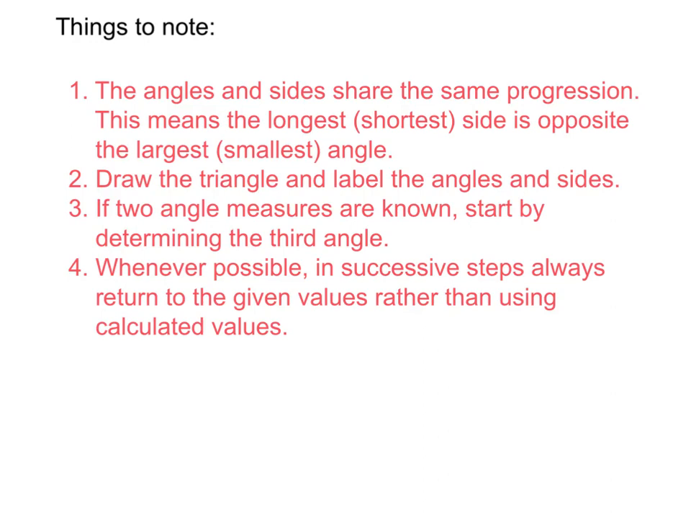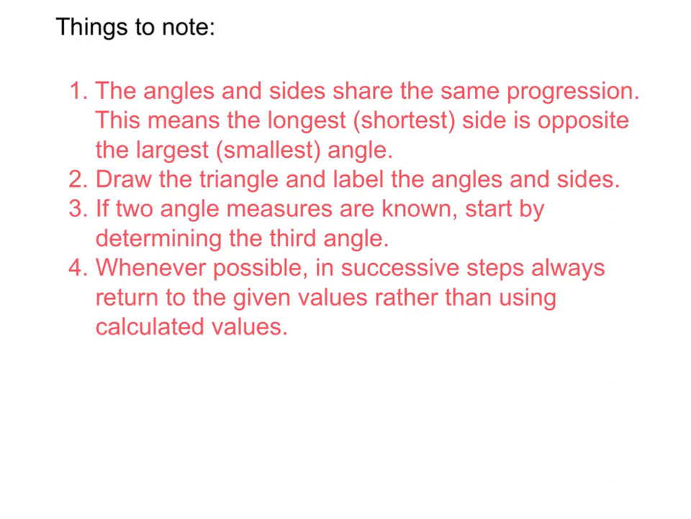Number two, make sure you draw the triangle and label the angles and sides. Okay, make sure you draw it out and identify the different pieces so that it's clear to you what piece you're trying to find and what information you actually know and how it relates to the information you're trying to find.